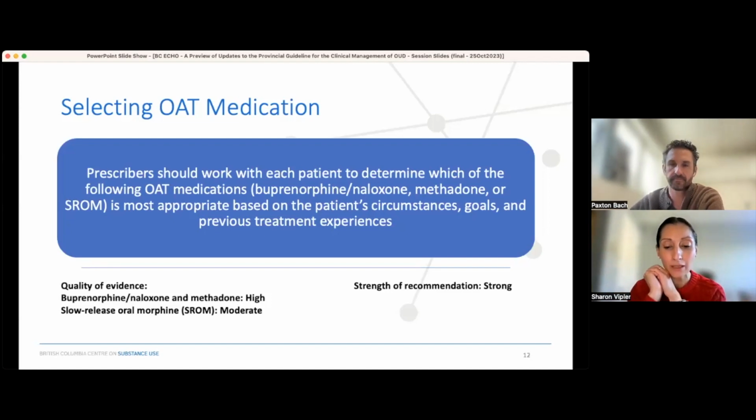It's important to recognize that this recommendation is not saying that we're equating OAT medications in terms of safety and efficacy, but rather as an intention to offer patients a full range of opportunities, options, and facilitate that collaborative patient-partnered approach to care and treatment selection.